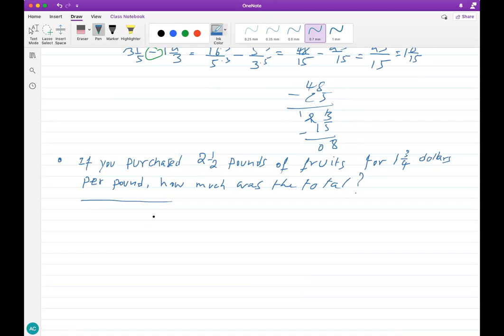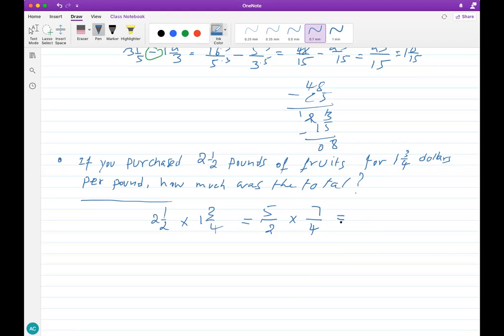So again, here we said we're going to multiply. So 2 1/2 times 1 3/4. We saw the multiplication of mixed numbers last time. What is the first thing you do again? What do you want to do first when you multiply mixed numbers? Turn it into a fraction. Exactly. Turn them into fractions. So we have 5 over 2 times 7 over 4.